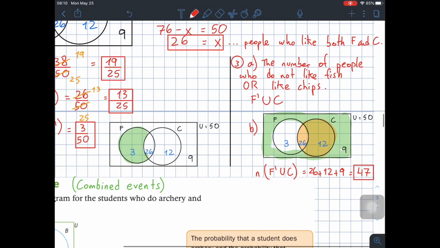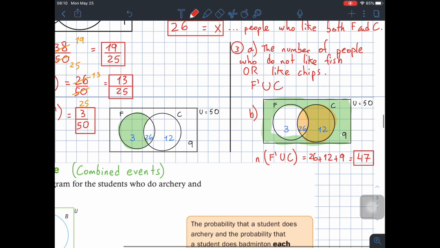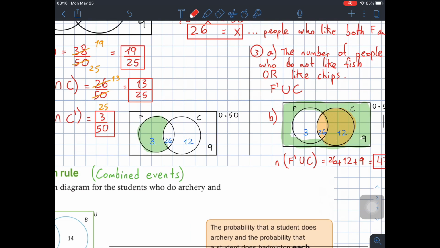Okay, and let me check this. 26 plus 12. 26 plus 12 plus 9. Yes, that's 47. Okay. So that will be it for today's class, people.